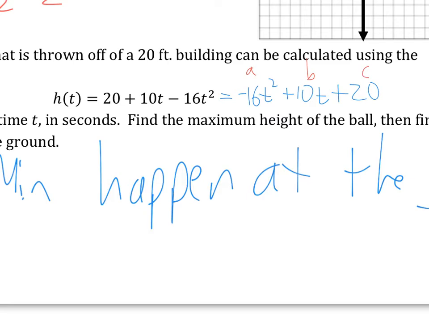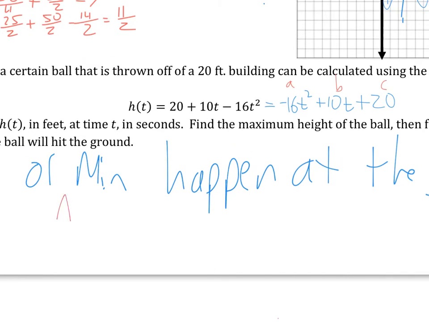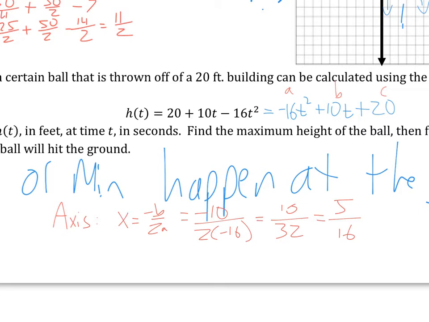Because we know the axis of symmetry, we've got to find that first. Okay, the axis of symmetry happens at x equals negative b over 2a. In this case, it's negative 10 over 2 times negative 16, which is, negatives cancel out, 10 over 32, which is 5/16. Now, so 5/16 is the time where this is going to reach its maximum, okay?